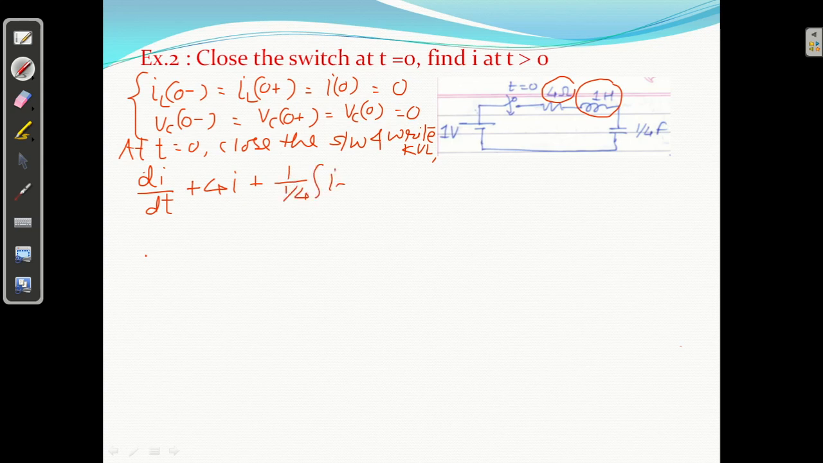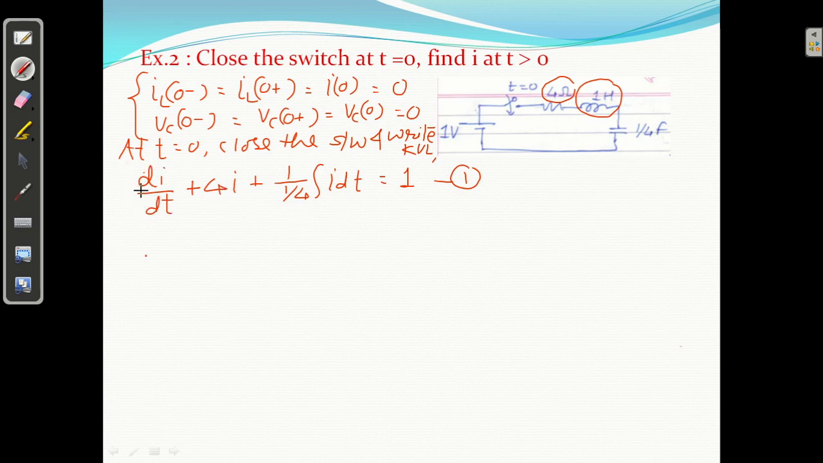Integration of I dt equal to voltage source, 1 volt. Equation number 1. So differentiate this and put D square. When you differentiate it, because it is an integral differential equation. This is integration, this is differential equation. So it is better to differentiate it.